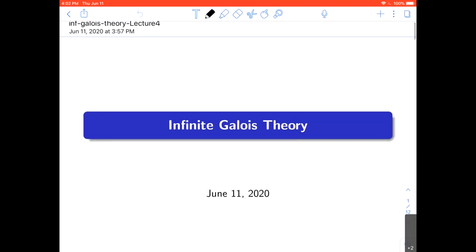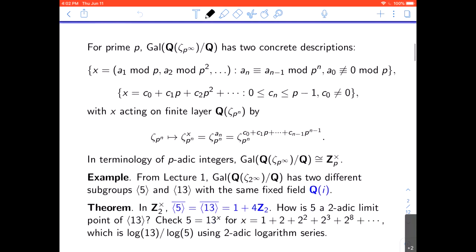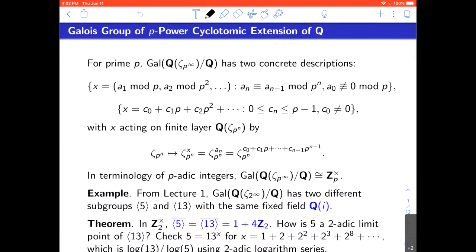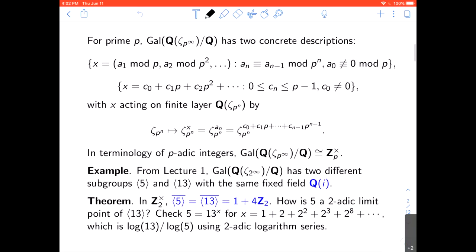So now I want to focus on a few ways that this material actually directly comes up in number theory. So let's go back to the p-power root of unity extensions. In particular, I want to go to something from lecture 1 and see how that can be explained using some of the topics that have been discussed since that first lecture.